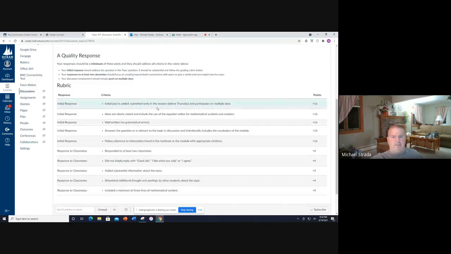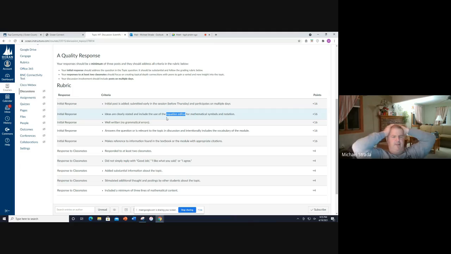Initial post is added, submitted early in the session before Thursday, and participates on multiple days. So tonight's Monday. If you get it up by Thursday, there's the 16 points. Ideas are clearly stated, include the use of the equation editor for mathematical symbols and notation. All right. So make sure you know how to do that. When you write in scientific notation, it should be an exponential form with the power of 10.